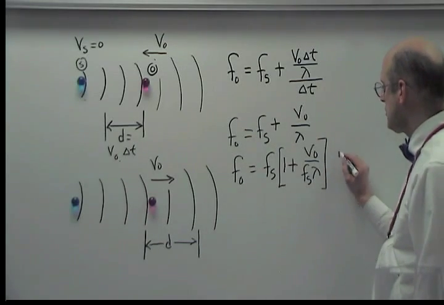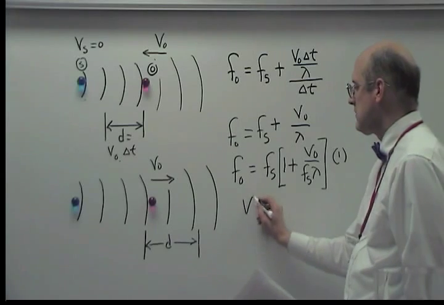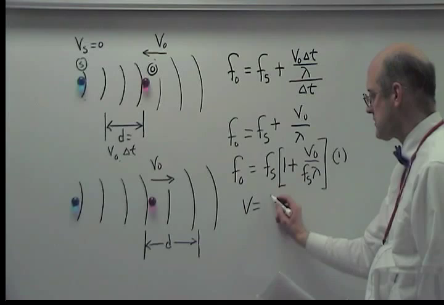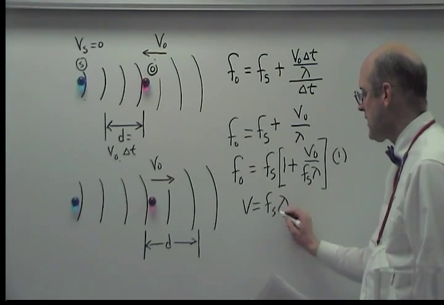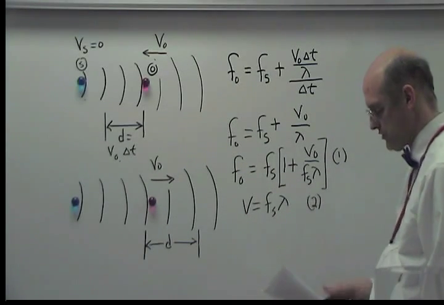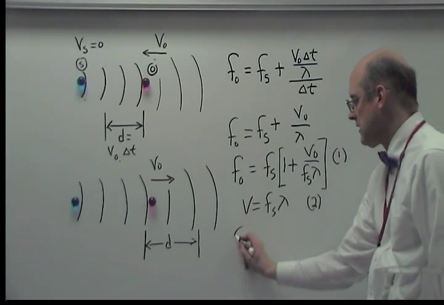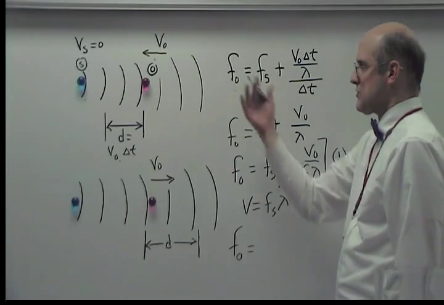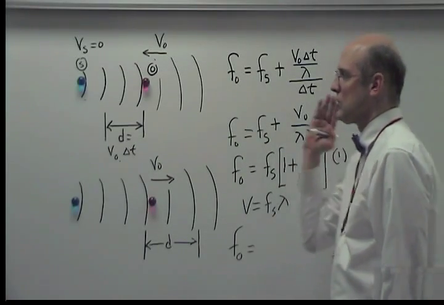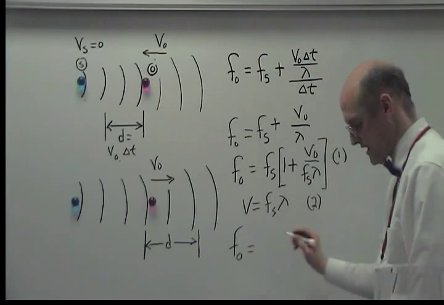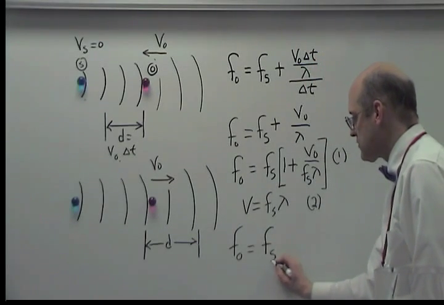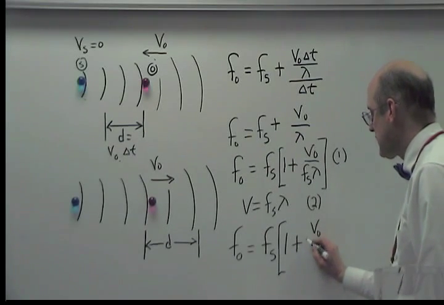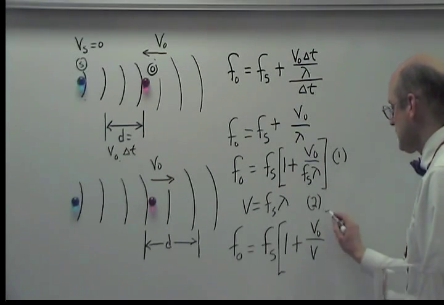And now what I'm going to do is take the equation for the speed of a wave, the speed of sound, in terms of the frequency of the source and the wavelength, call that equation 2, and substitute that into 1, and we get our equation for predicting the observed frequency when the observer is moving toward the source. And that's equal to the frequency of the source multiplied by 1 plus the speed of the observer over the speed of sound.